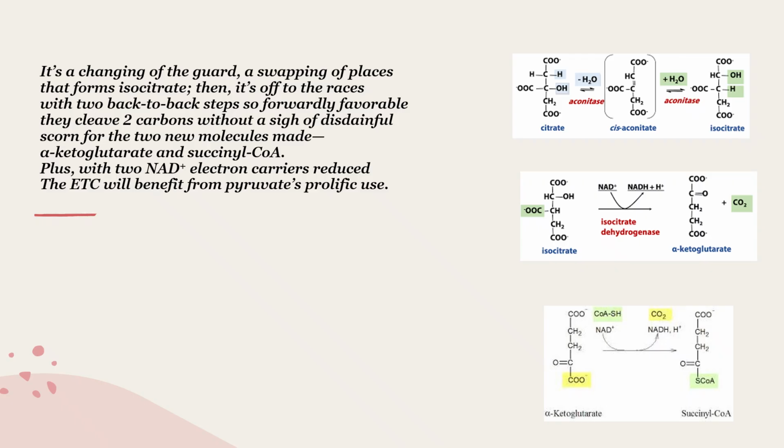Then it's off to the races with two back-to-back steps so forwardly favorable, they cleave 2 carbons without a sigh of disdainful scorn for the 2 new molecules made, alpha-ketoglutarate and succinyl-CoA. Plus, with 2 NAD electron carriers reduced, the electron transport chain will benefit from pyruvate's prolific use.